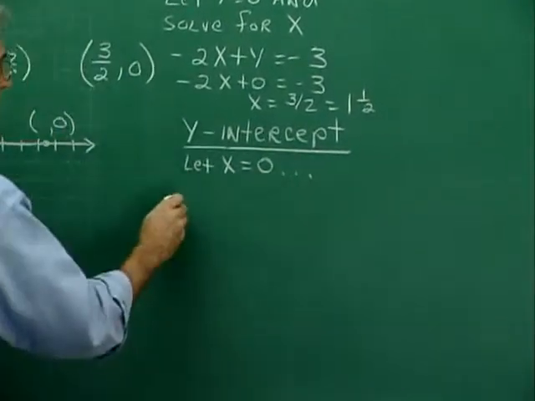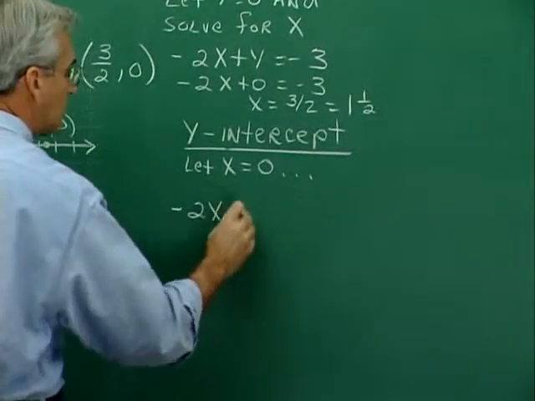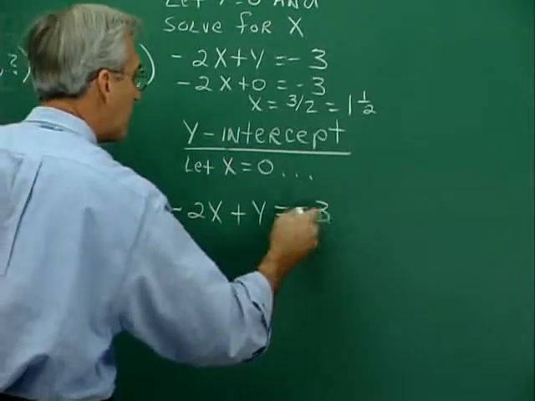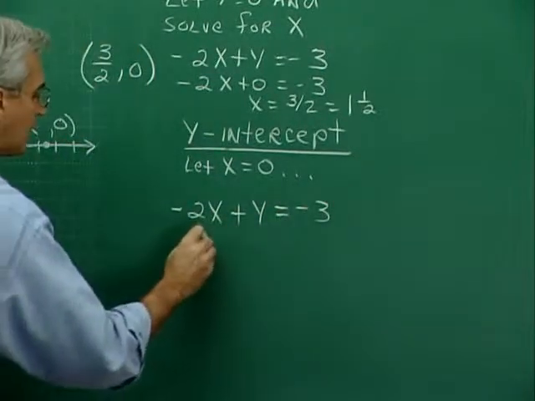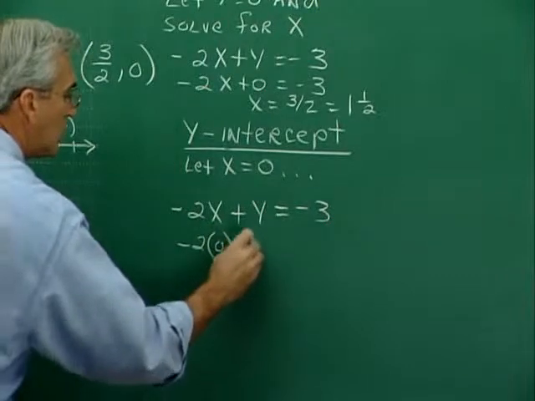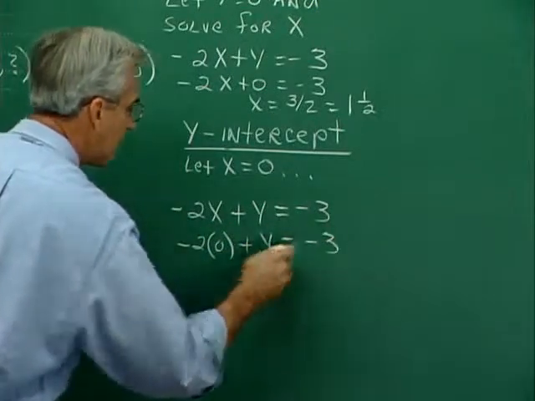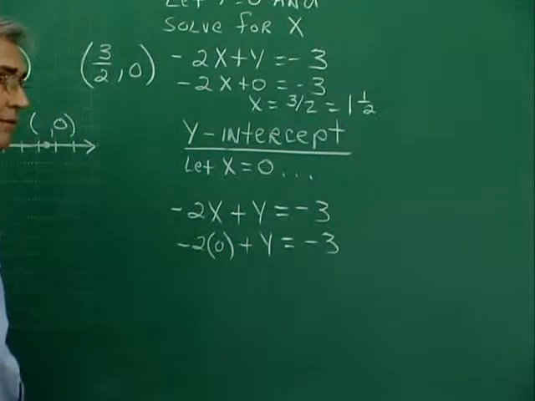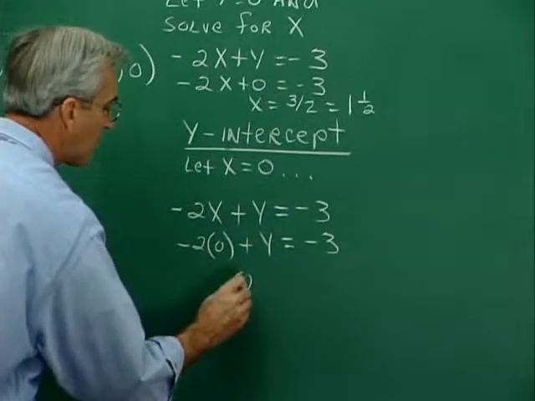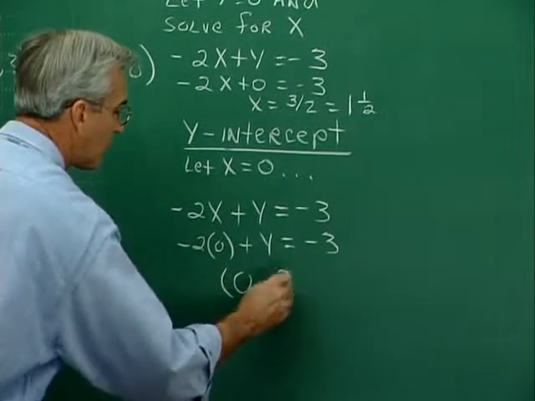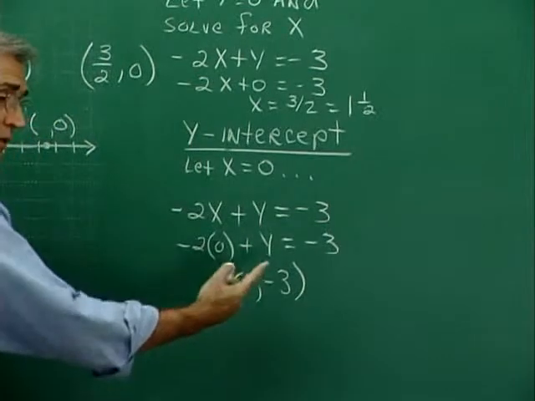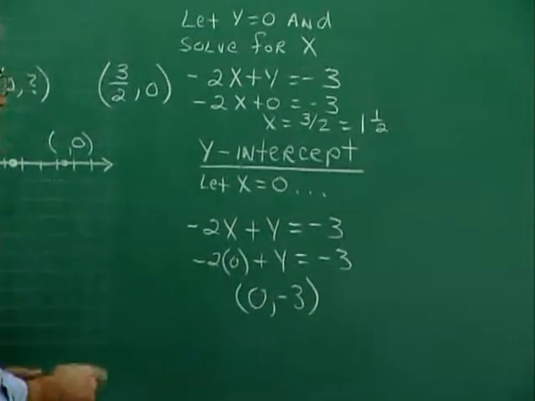All right, let's do that. We have negative 2x plus y equals negative 3. We let x be 0. We have negative 2 times 0 plus y equals negative 3. This term goes out, so y is negative 3. When x is 0, y is negative 3. So the point 0, negative 3 is on the graph, and that is our y-intercept.